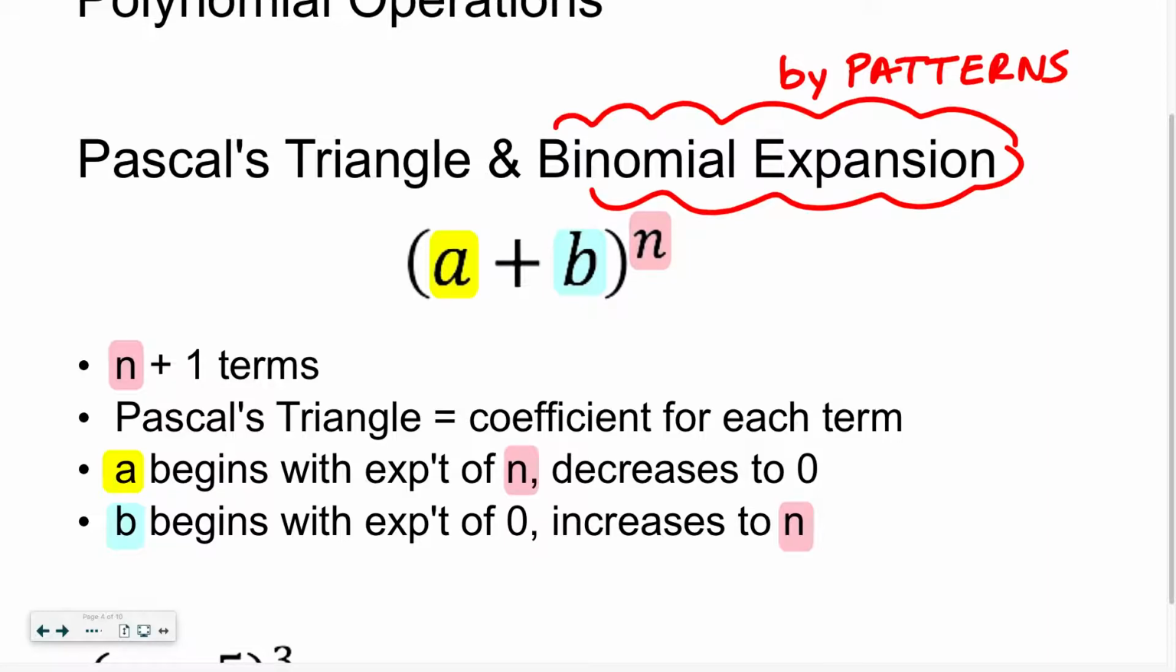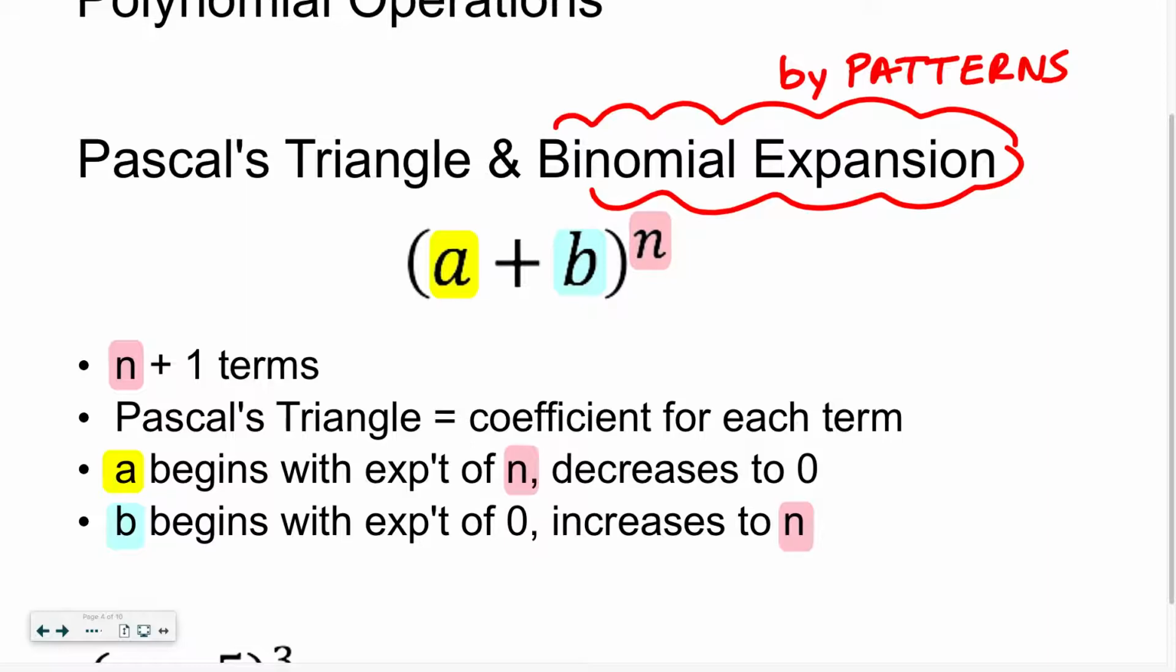Okay, so if you take a plus b and raise it to the n, these are the things that are going to be true by the patterns that we just discussed on the last slide. Your expanded polynomial will have n plus 1 terms. So when we raise it to the first, we still had 2 terms. When we raised it to the third, then there were 4 terms.